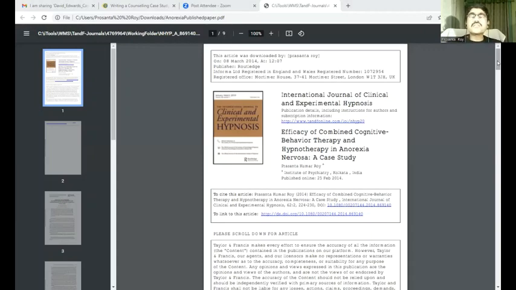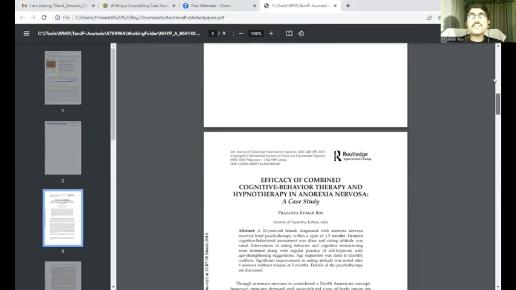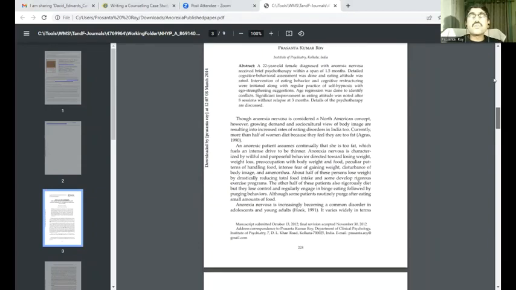So I'll just highlight some of the components that I mentioned in this particular case study. It was a case study on the efficacy of combined cognitive behavior therapy and hypnotherapy in anorexia nervosa. So in this case study, what are the things that we followed?